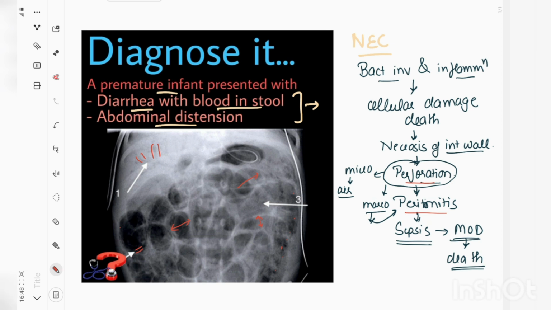And if the child is small and quite premature and we cannot do surgery in the child, then we can put a peritoneal drain. This can be done under local anesthesia also.